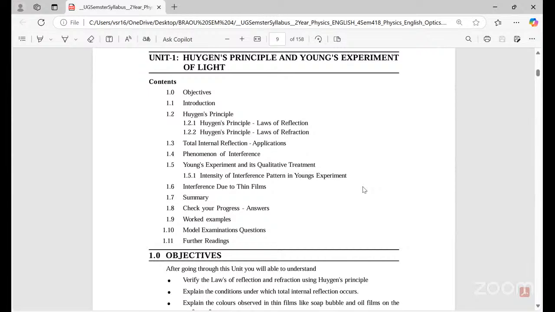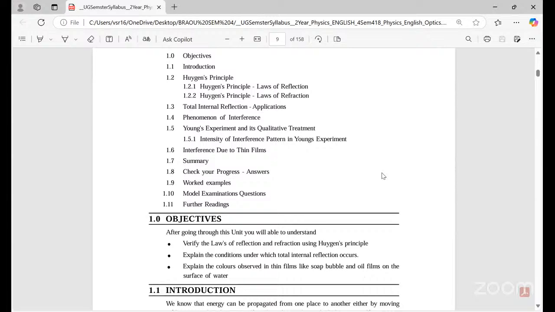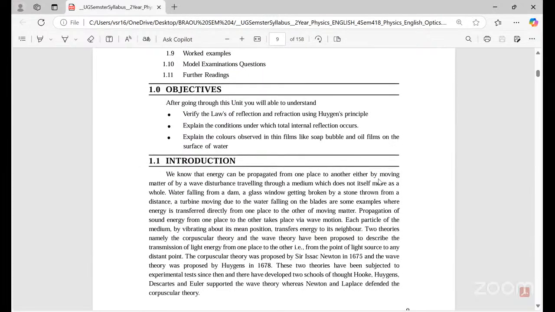Whereas in the case of refraction, the ray is incident at the normal, making an angle theta with the normal, and bends and enters from one medium into another medium, rarer to denser or denser to rarer. That is nothing but refraction. So these are the basic definitions.